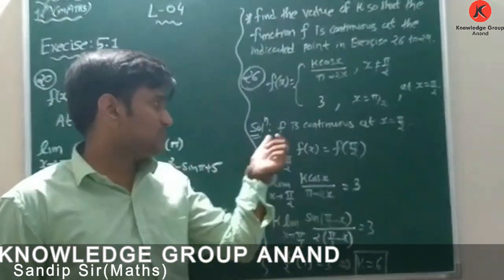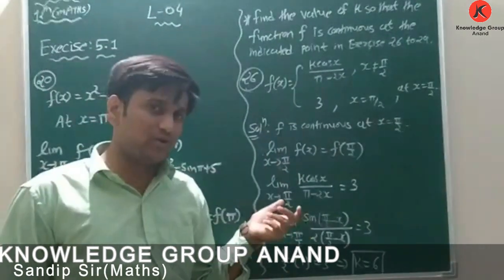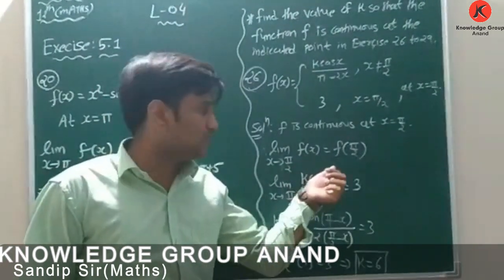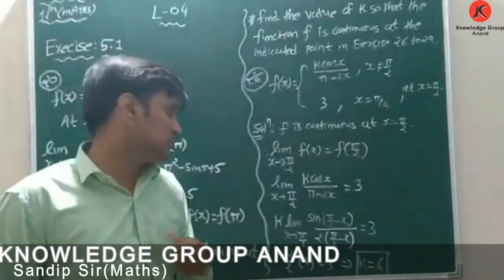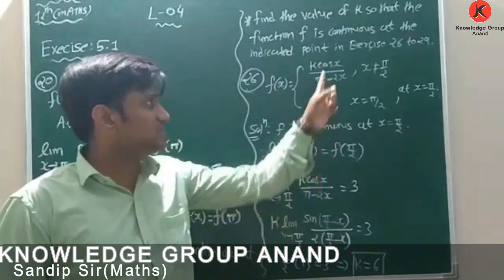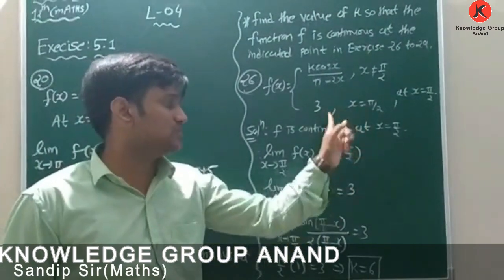Okay, the first statement: f is continuous at x equals pi by 2. That means according to the definition of continuity, limit x tends to pi by 2 of f of x is equal to f of pi by 2. So limit x tends to pi by 2 of f of x, that means k cos x upon pi minus 2x, and f of pi by 2 is equal to 3.